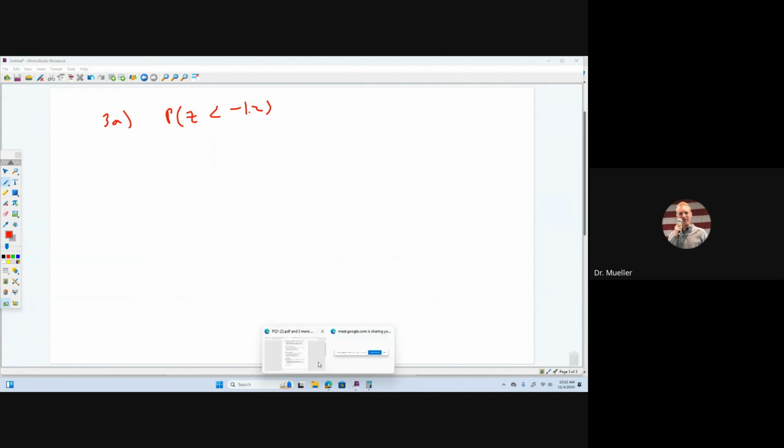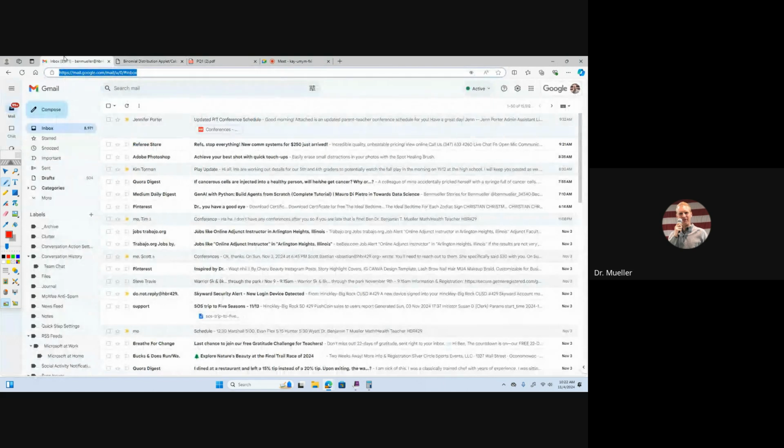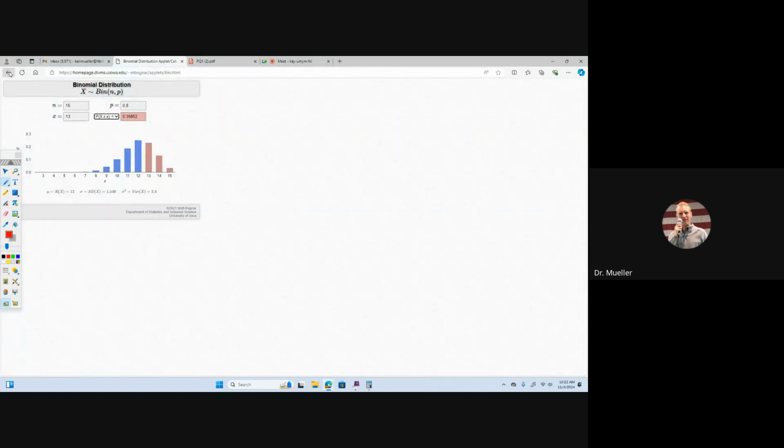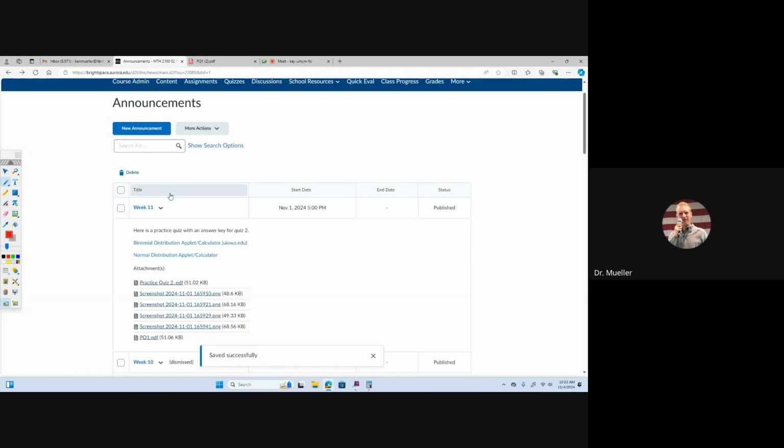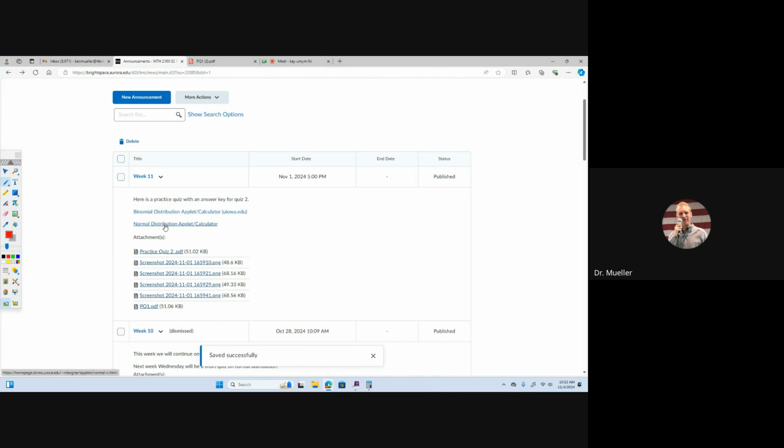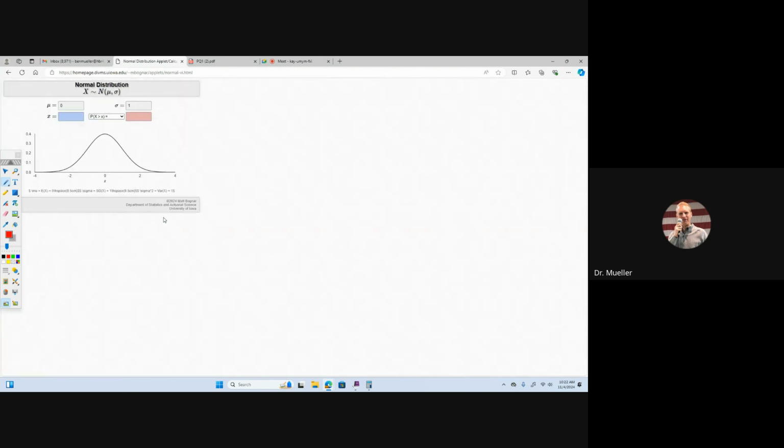So what we do here is we go to our calculator, and we have a normal distribution calculator. So click on that. Mean of 0, standard deviation of 1. In this case, that's a standard normal, so make sure the mean is set at 0 and the standard deviation is set at 1. We want it to be less than negative 1.2, so I'm going to put negative 1.2 in there. We want it to be less than that, so that would be that one. And we get 0.115.